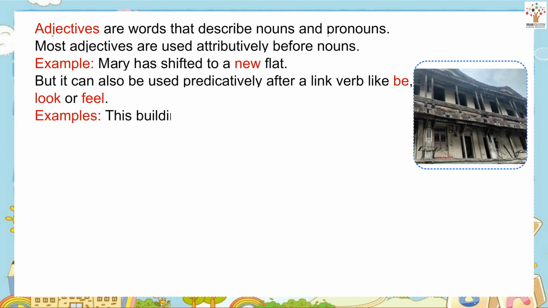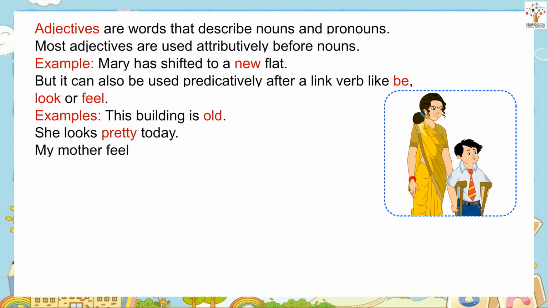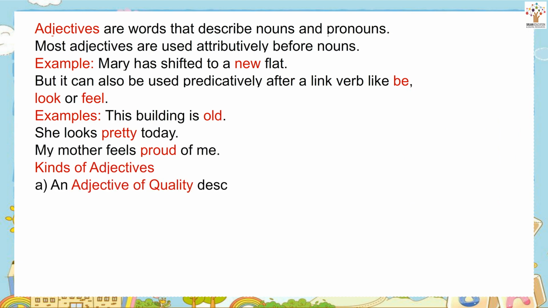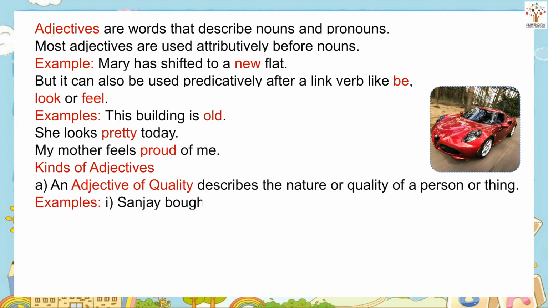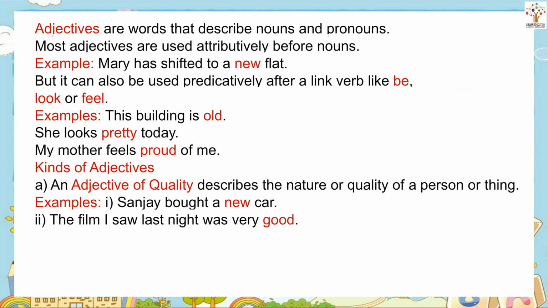Examples: This building is old. She looks pretty today. My mother feels proud of me. Kinds of adjectives. An adjective of quality describes the nature or quality of a person or thing. Examples: Sanjay bought a new car. The film I saw last night was very good.